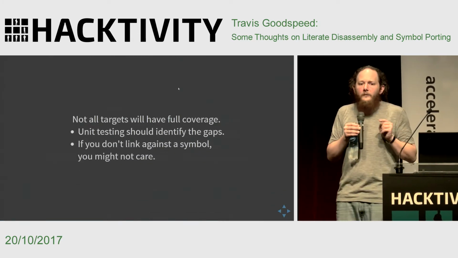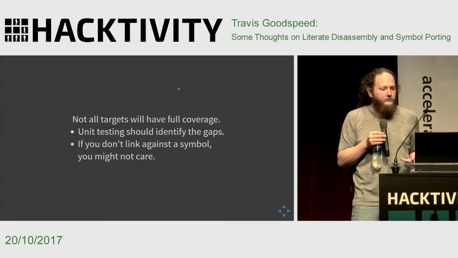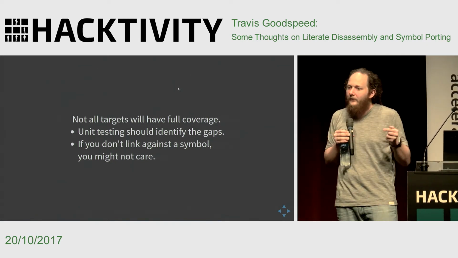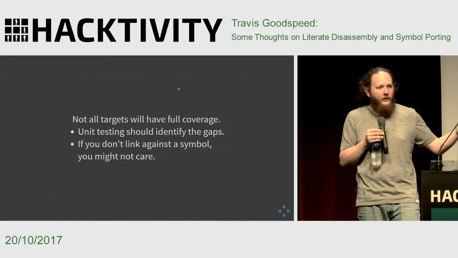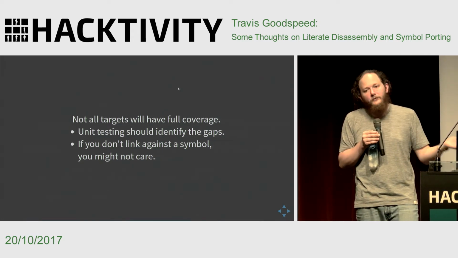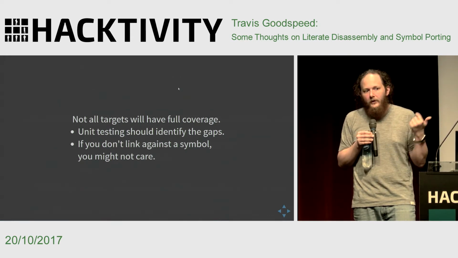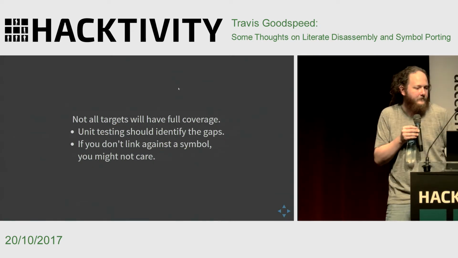So not all targets have full coverage, but unit testing will show you the gaps between them. And if you don't link against a symbol, you might not care that it's missing. There are plenty of functions that I knew the location of a long time ago in older versions that I've lost in the new versions. But if I'm not actually linking against that symbol, hooking it, or replacing it, I don't care. I can skip by it.